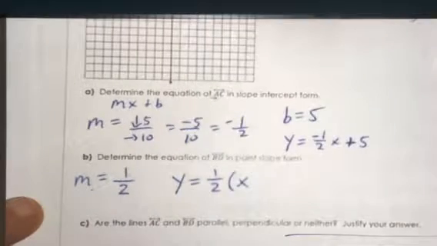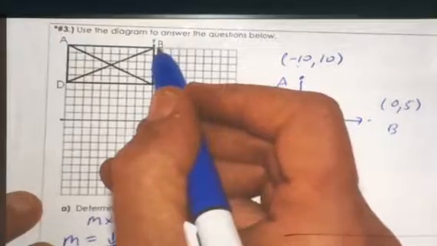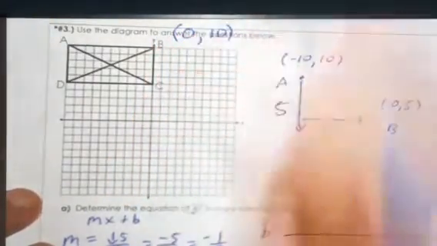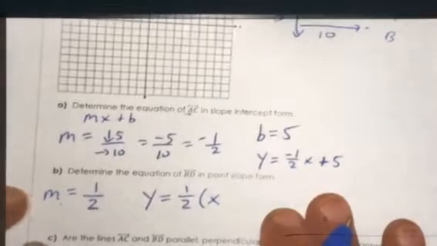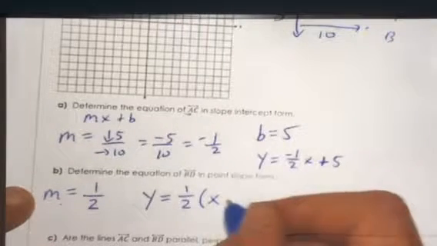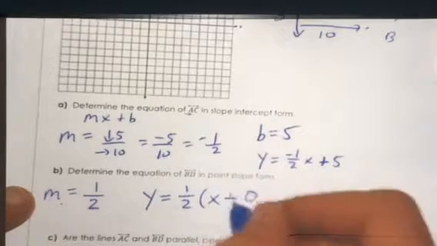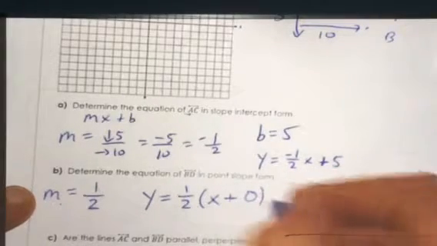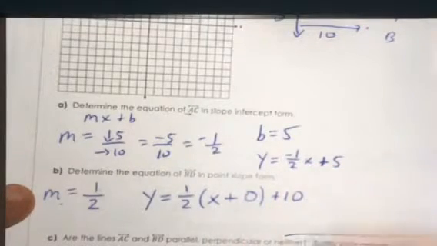So I'm going to use this coordinate B. The coordinate B is at 0, 10. So this is going to look a little bit weird because if the x value of the coordinate is 0, then that could be x minus 0. That could also be x plus 0. It's going to be the same. And then up 10. So plus 10, and that's one answer.